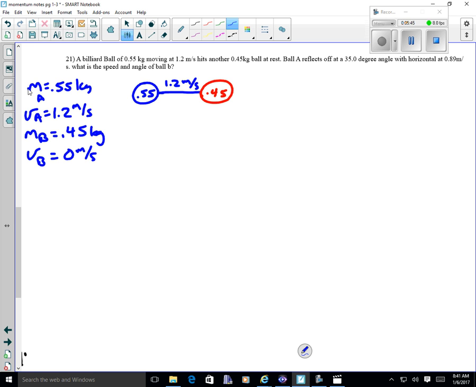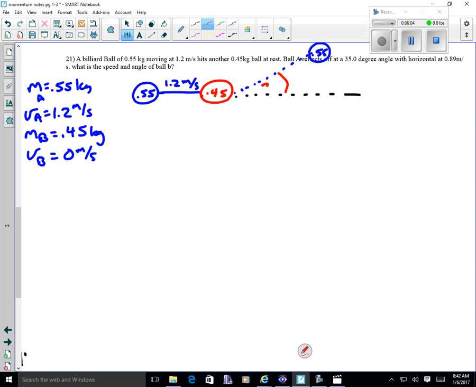Okay? So here's ball A. It's 0.55 here. And this is going to be 35.